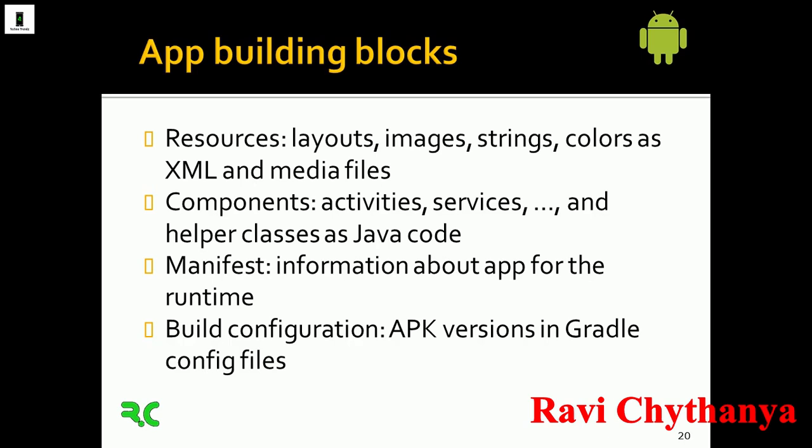The first is resources, the second one is components, the third one is manifest, and the fourth one is build configuration. Okay, first we are going to look at the resources. Resources are nothing but layouts, images, strings, colors, and media files. Components are activities, services, and helper classes as Java code. Then the manifest holds information about the app for the runtime, and build configuration means Gradle configuration files.